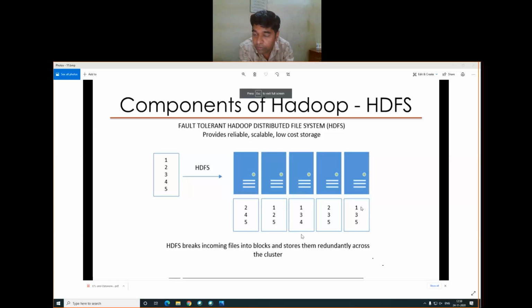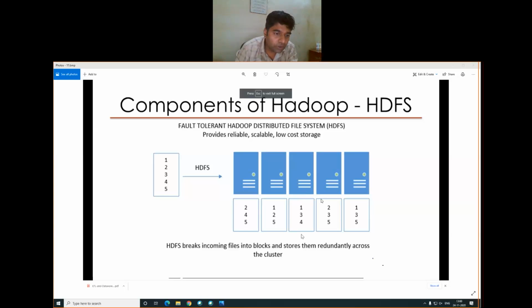Why is this task performed? Because it provides reliable, scalable, low cost storage. We will see. Because small size blocks are there, ultimately low cost storage is there, and they are distributed across the cluster nodes. Now these are the clusters. All these uniform size files are divided across cluster nodes. HDFS is mounted on top of the local system, because it works on top of the Hadoop ecosystem basically.